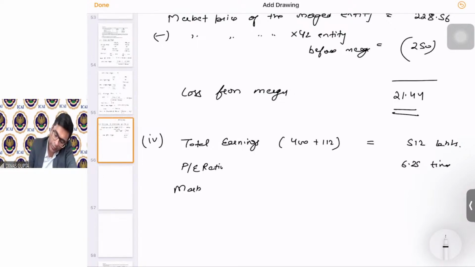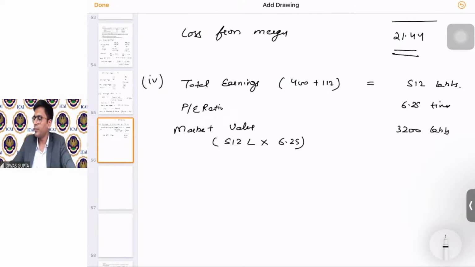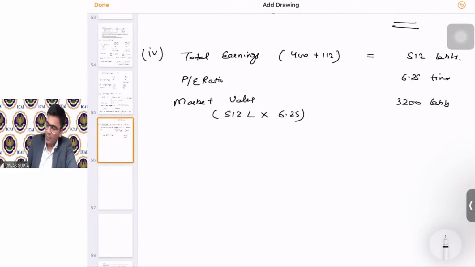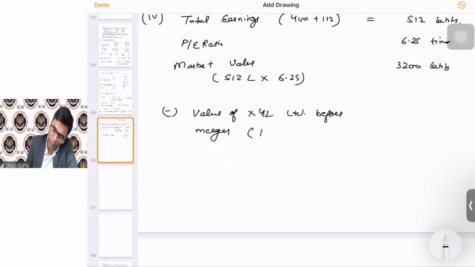So the market value, by multiplying total earnings and PE ratio, so 512 into 6.25 is 3200 lakhs, right? So how have we calculated? 512 lakhs multiplied by 6.25 times. Clear? Minus value of XYZ Limited before merger. How much was the value? 10 lakhs number of shares and 250 was the price. So 2500 lakhs was the value.